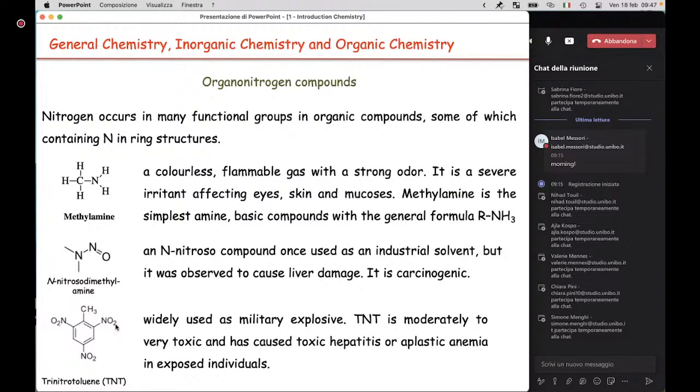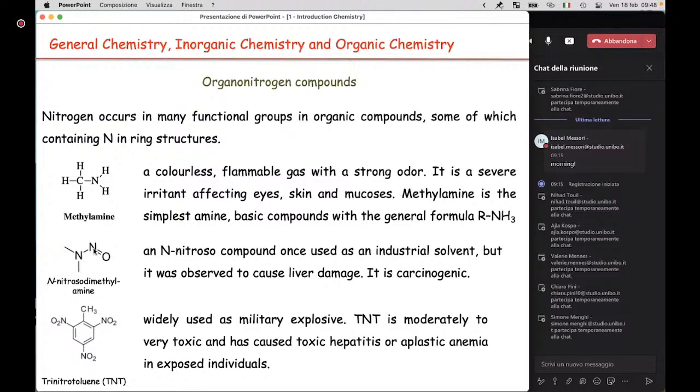Then we can have different organonitrogen compounds. The typical group of organonitrogen compounds is the amino group, where we have a single bond between carbon and nitrogen. This is an example. Methylamine. Again, this is flammable, and it is quite irritating.